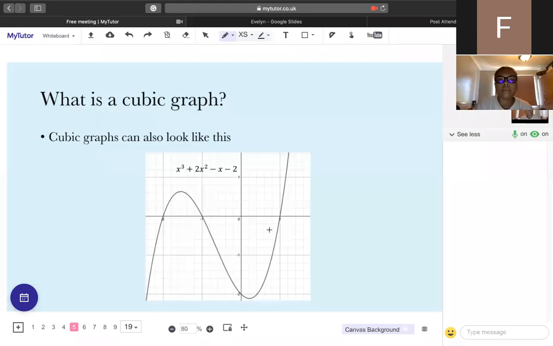One thing to remember is that with your foundation exam, you won't be asked questions on turning points or roots like that. Cubic graphs are a little bit easier because all you have to do is plot them or sketch them. You don't necessarily have to do anything more with that, like working out roots.